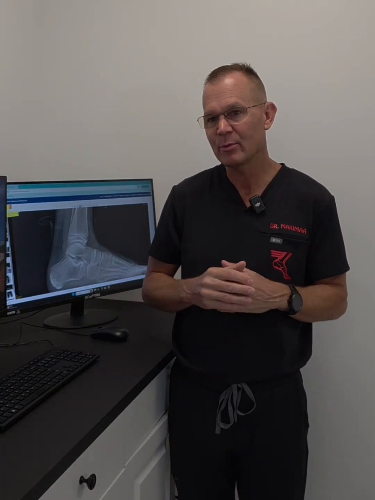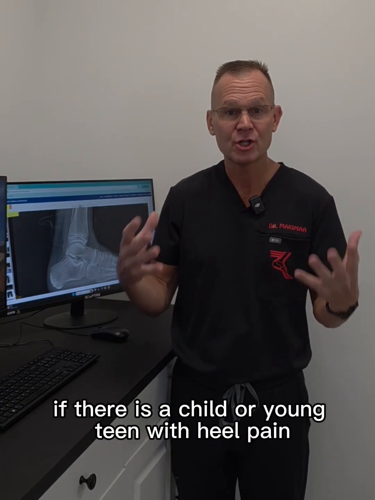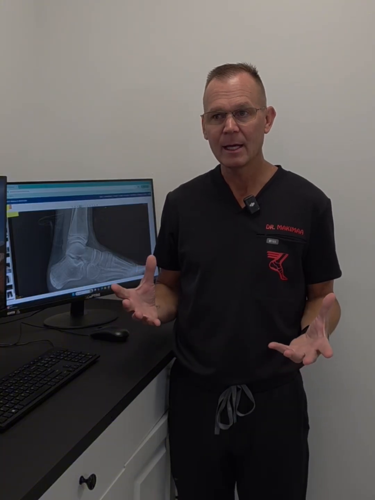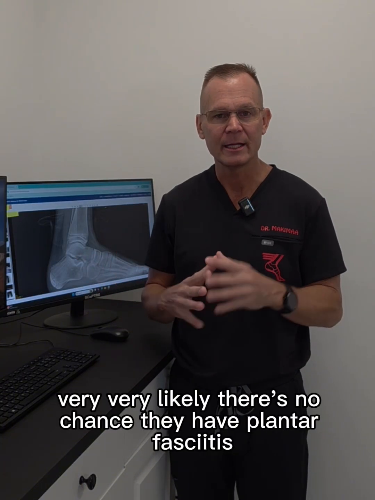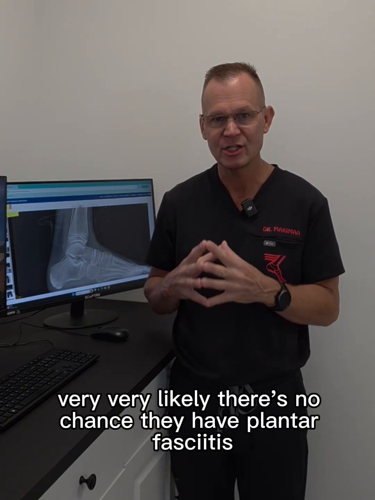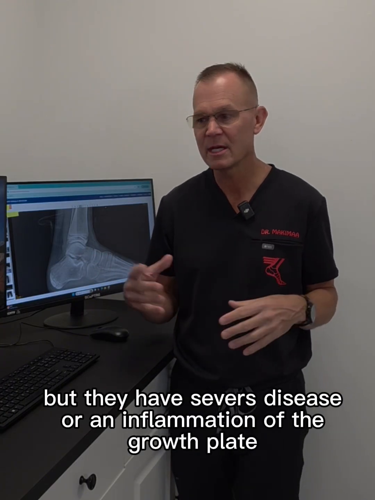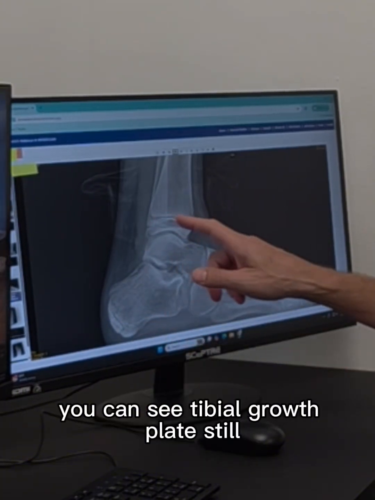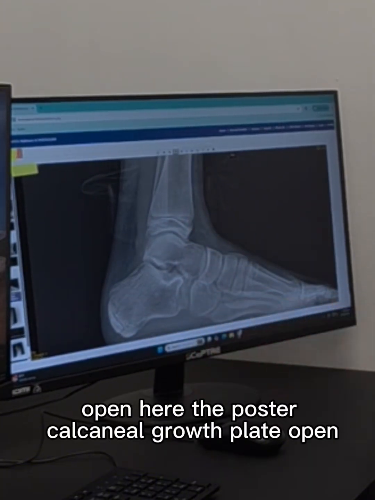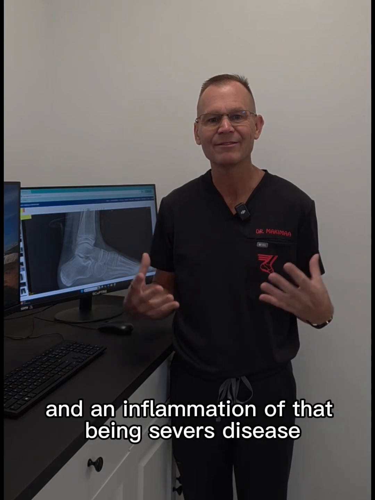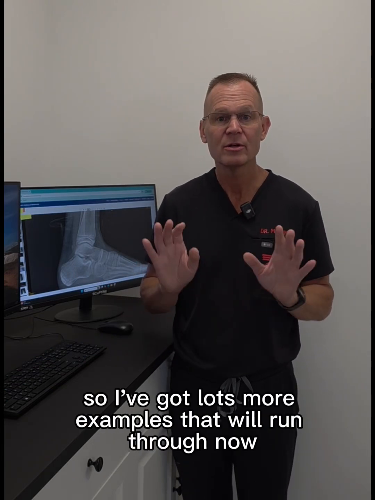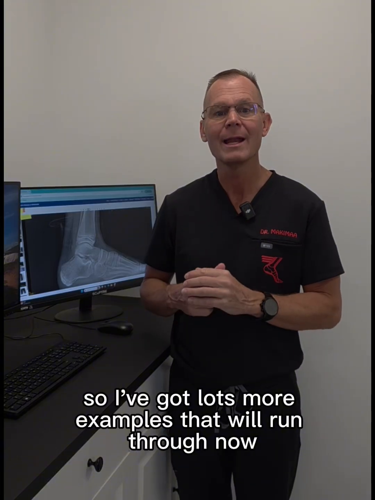My first quick example is if there is a child or young teen with heel pain, very, very likely there's no chance they have plantar fasciitis, but they have Sever's disease, or an inflammation of the growth plate. You can see tibial growth plate still open here, the posterior calcaneal growth plate open, and an inflammation of that being Sever's disease, not plantar fasciitis. So I've got lots more examples that we'll run through now.